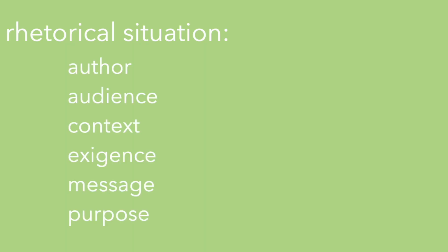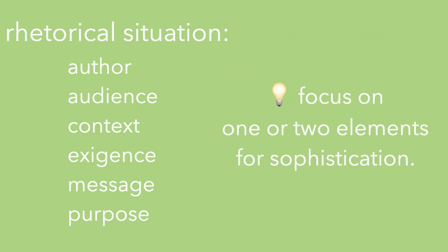Alright, let's break down what rhetorical situation actually means. The rhetorical situation has 6 elements: author, audience, context, exigence, message, purpose. Good news is you don't need to cover all 6 to earn sophistication. Focus on just 1 or 2 elements. Today, I'm going to show you how to use context to explain significance.